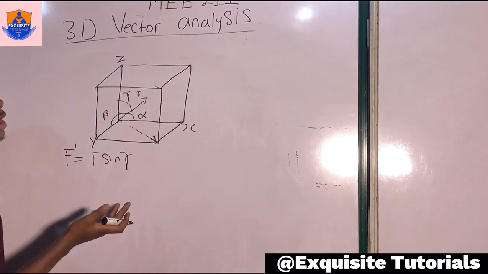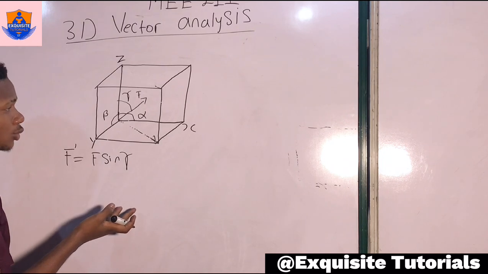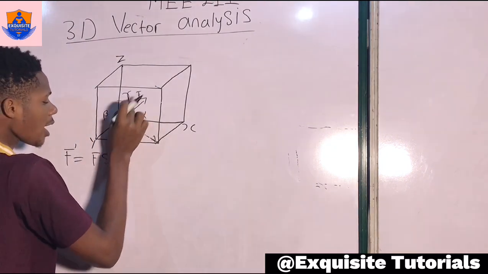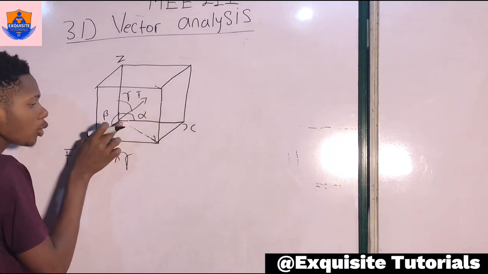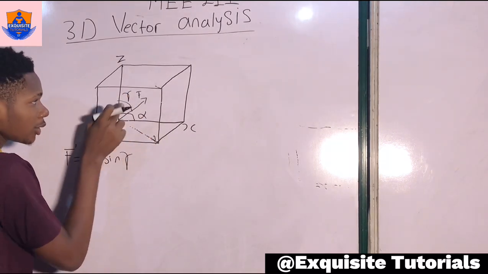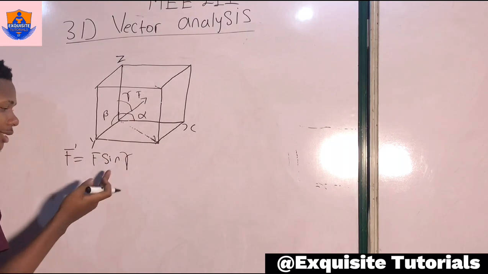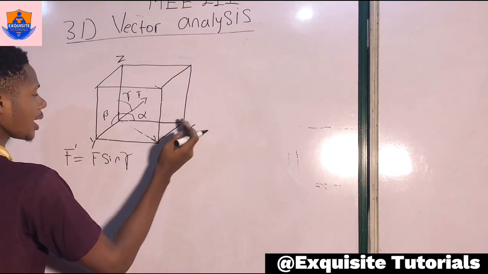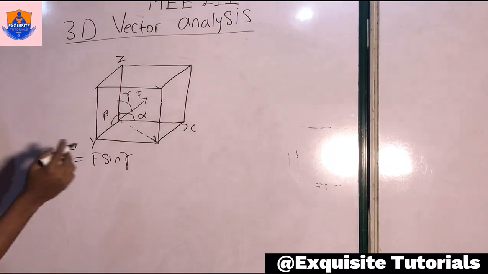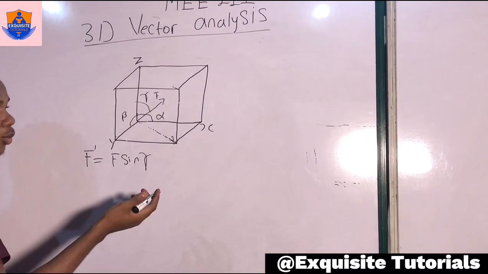Now it doesn't matter if in a different book or in a different video you find something like f cosine of gamma, it doesn't really matter. That is, if the angle is with this bottom part, we get cosine, but if it is with the z-axis, we get sine. Okay, next thing we want to do is get the components on the x or on the y-axis.